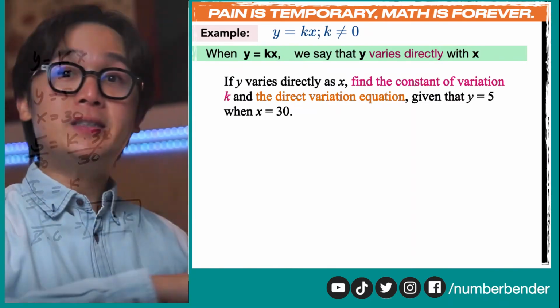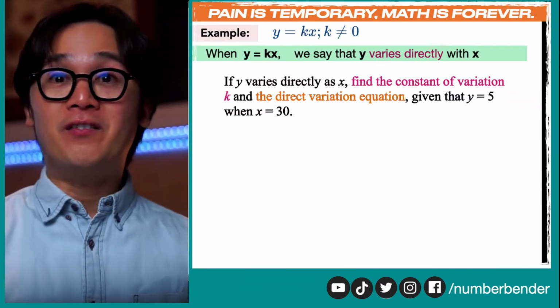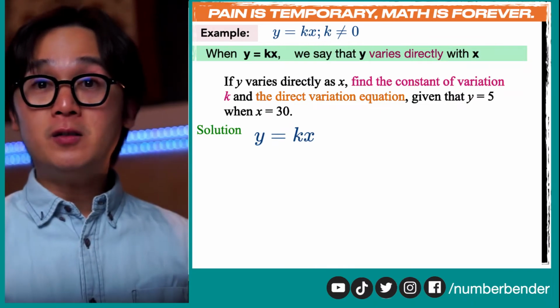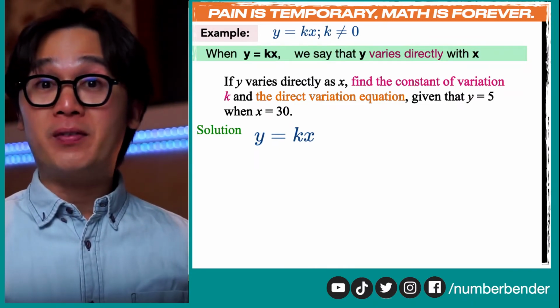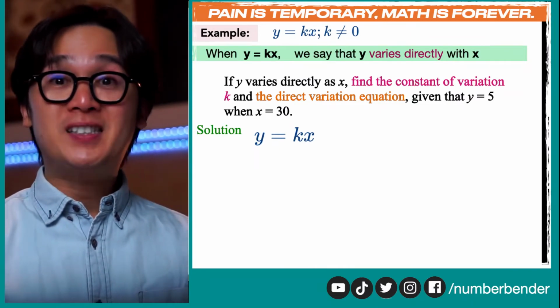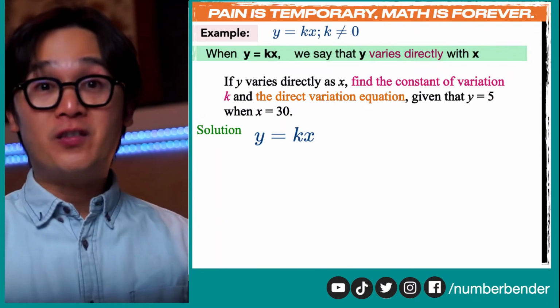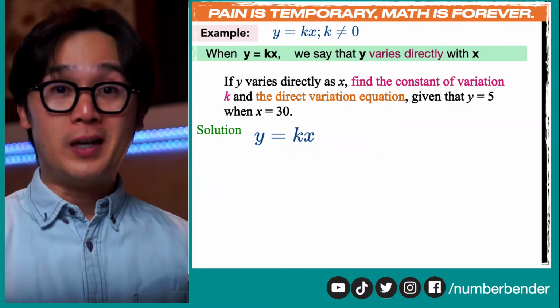All we need to do is to find the direct variation equation. And how are we going to find the direct variation equation? Of course, we're going to be using the same formula, but this time we'll just replace k with 1 over 6 because that is the constant of variation specific to this relationship.